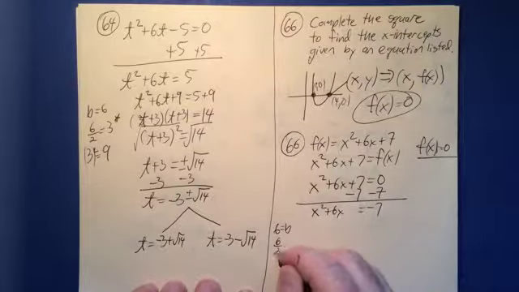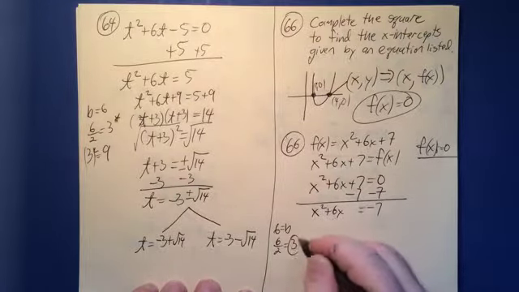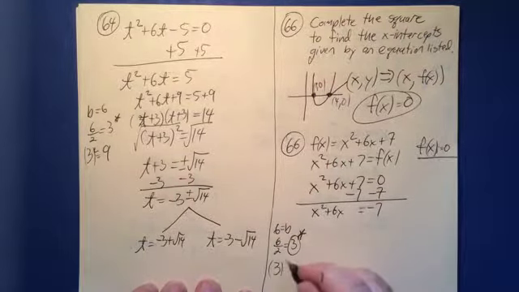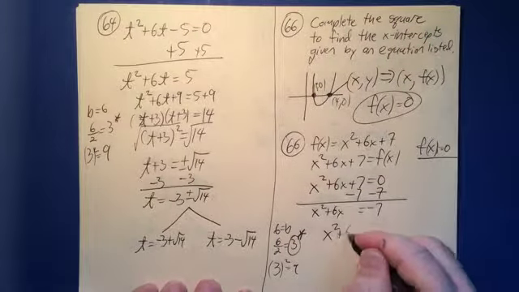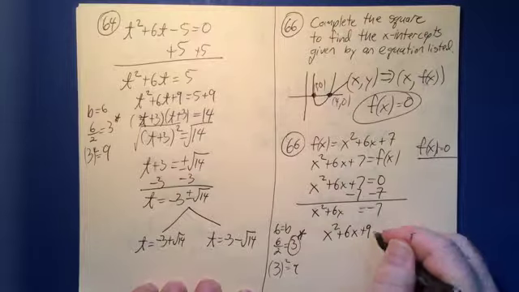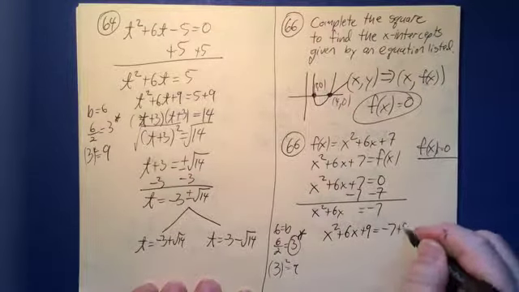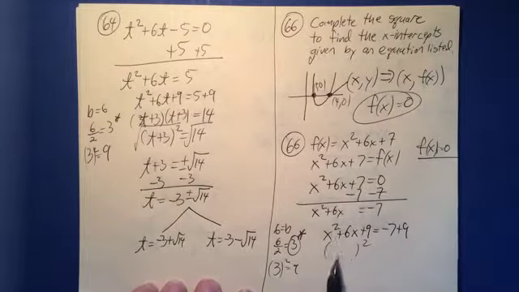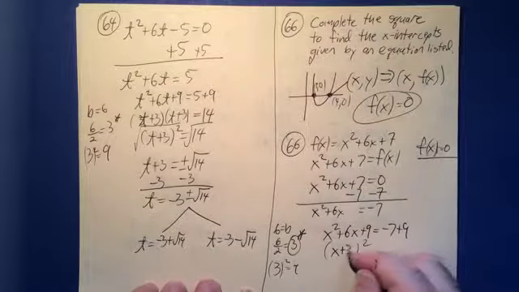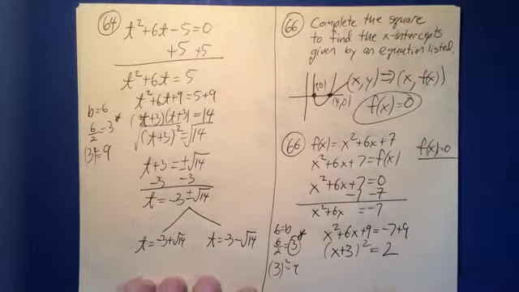So we take 6 divided by 2 to equal 3. I'll star that. And then 3 squared is going to equal 9. So I'm going to add 9 to both sides. x squared plus 6x plus 9 equals negative 7 plus 9. And right now, I'm going to jump directly to this. I know that this is going to be (x plus 3) times (x plus 3), so I'm going to write this as (x plus 3) squared equals 2.